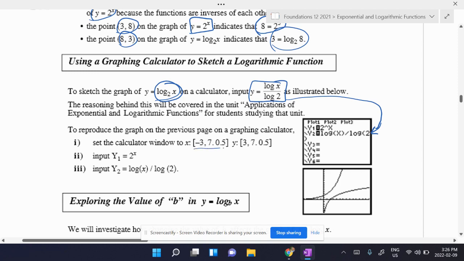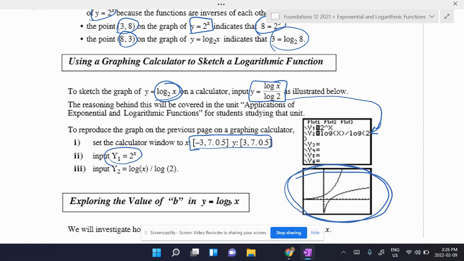You're going to make your window -3 up to 7, and each of the little lines is going to be a half, 0.5. Then your y is going to be the same, -3 to 7, and each of the little lines is a half. Okay? You're also going to graph y is equal to 2 to the power of x so that you can see it on the graph at the end. This is what your graph should look like at the end. Okay? So pause me right now and go and look at that.